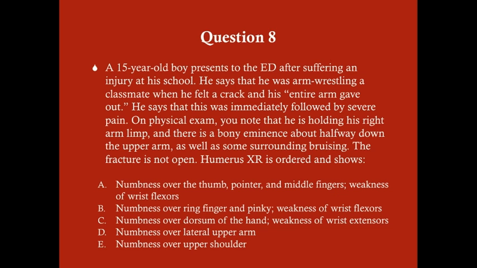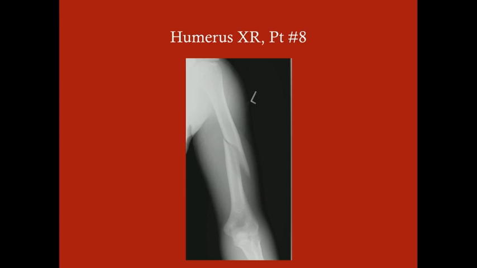Question 8. A 15-year-old boy presents to the ED after suffering an injury at his school. He says that he was arm wrestling a classmate when he felt a crack and his entire arm gave out. He says that this was immediately followed by severe pain. On physical exam, you note that he is holding his right arm limp and there is a bony eminence about halfway down the upper arm, as well as some surrounding bruising. The fracture is not open. Humerus X-ray is ordered and shows. There it is. Okay. So here's your X-ray.